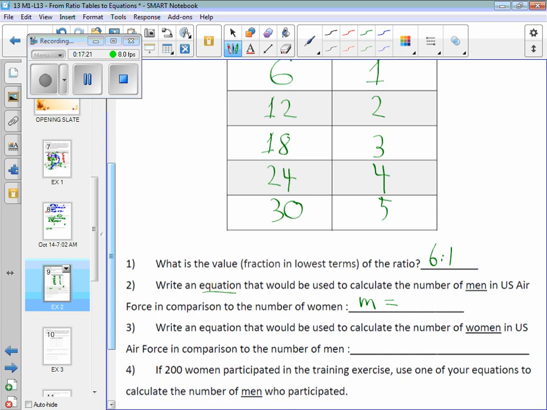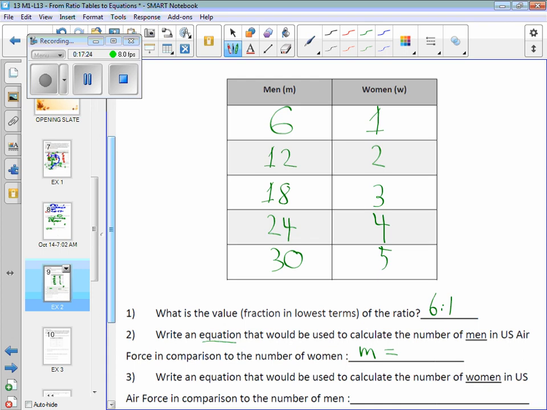Julia, you ready? In order to figure out men, what do I have to do to this? In order to figure this out, what do I've got to do to that one? Think it through. What am I doing to W to get from here to here? What am I doing? By how much? Okay, let's see if it works.